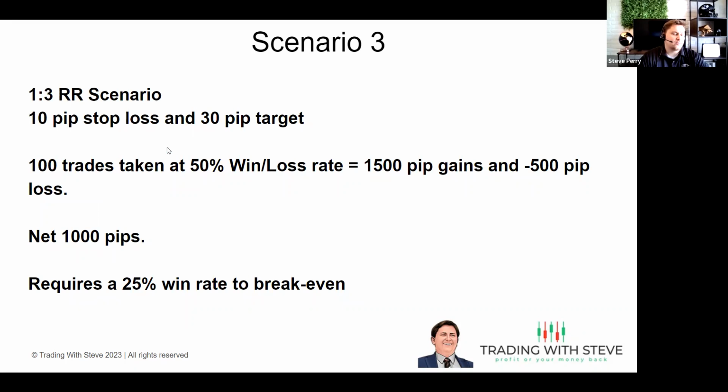So scenario 3, which is a 1 to 3 RR. Okay, so it's a 1 risk, 3 reward ratio. An example of this would be a 10 pip stop loss and a 30 pip target. And again, another example could be, if you're a longer term trader, you have a 100 pip stop loss and a 300 pip target, something like that.